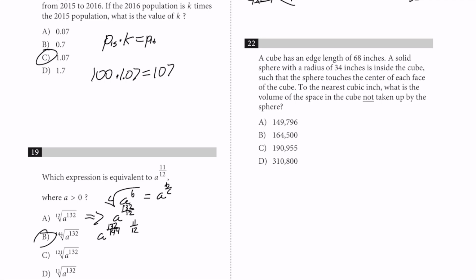So to get this, we're going to subtract the volume of the sphere from the volume of the cube. The volume of the cube is just side cubed, where in this case side is 68, so 68 cubed. And we're going to take 68 cubed minus the volume of the sphere. The volume of the sphere is 4/3 pi r squared, where r is 34. So minus 4/3 pi 34 squared. When we put this into the calculator, we get answer choice A.